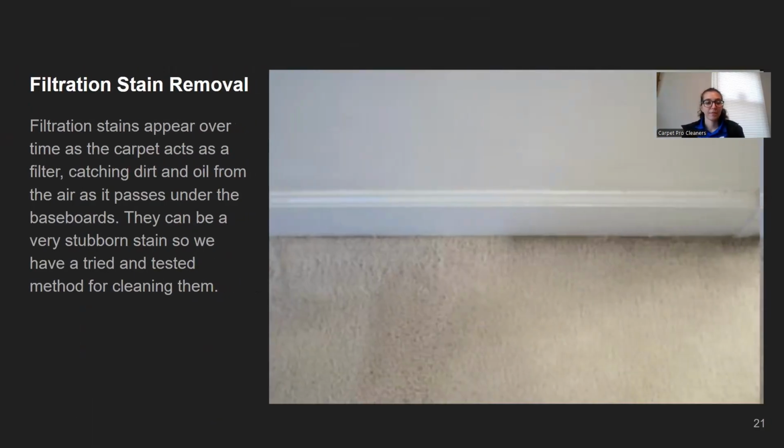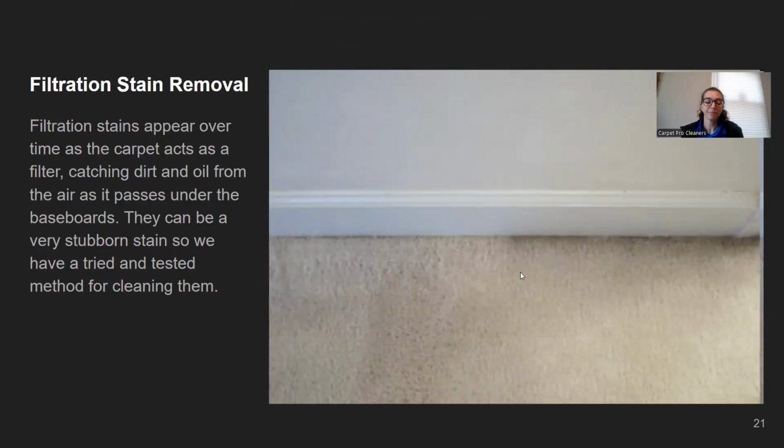Filtration stain removal. Filtration stains appear over time as the carpet acts as a filter, catching dirt and oil from the air as it passes under the baseboards. They can be a very stubborn stain, so we have a tried and tested method for cleaning them. So we do always clean up to the edges of carpets, but when there are filtration stains specifically, this can be a kind of stain that even though we can use our normal cleaning method all the way up to the edge, the filtration stains are really stubborn, which is why we price them separately and we treat them a little bit differently.